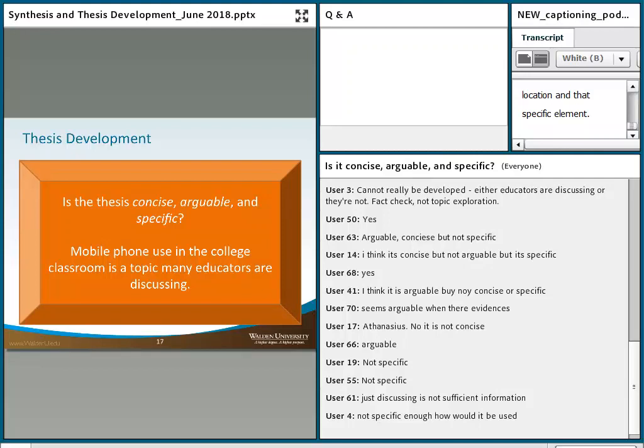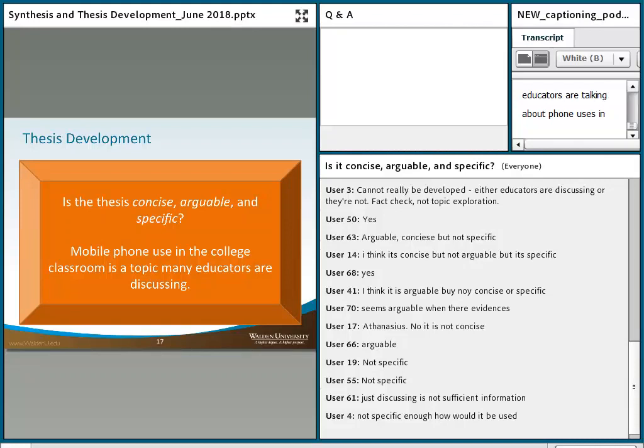So maybe it's concise. And then is it arguable? And this seems to be where people are having some discussion about whether or not it's arguable. Mobile phone use in the college classroom is a topic many educators are discussing. So this isn't really arguable, right? Because let's say I want to say, no, it's not a topic that educators are discussing. All someone would have to do to prove me wrong is show me a piece of literature where educators are talking about mobile usage in college classrooms.